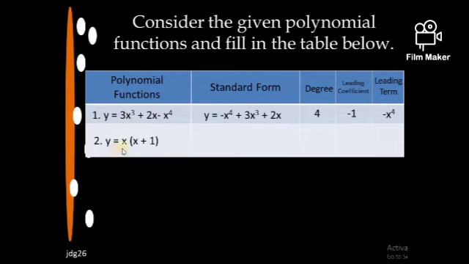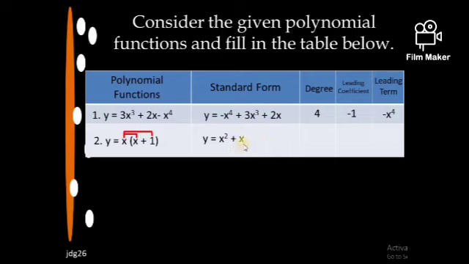Number 2, y equals x times x plus 1. What is the standard? So, in this case, the given is in factored form. So, ang gagawin lang natin kapag in factored form, syempre, i-multiply natin. So, by distributive property, x times x ay x squared, but don't forget to write y equals. And then, x times positive 1 is positive x. So, yun na. Ito na ang ating standard form.